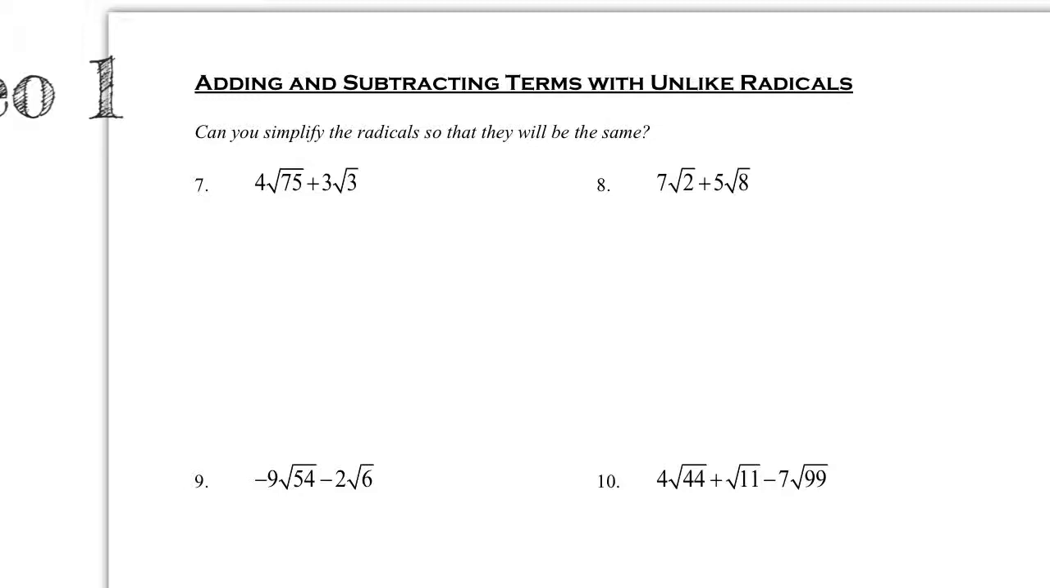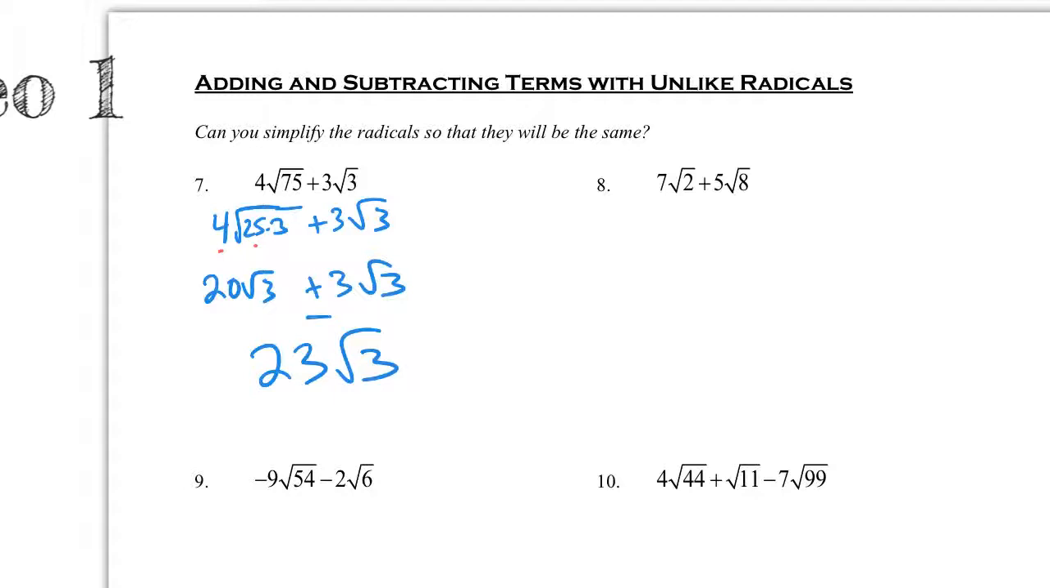So if you remember, I can break down square root of 75. I could do 4 root 25 times 3 plus 3 root 3. And let's see, the root 25 is 5. So I get 4 times 5, which is 20. So I get 20 root 3 plus 3 root 3. And those are like terms. How many root 3's are there? There's 20 plus 3. So there's 23 root 3.